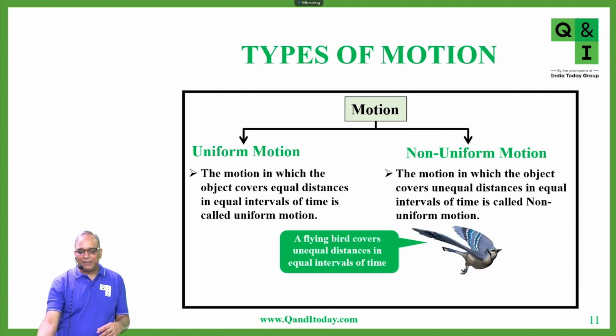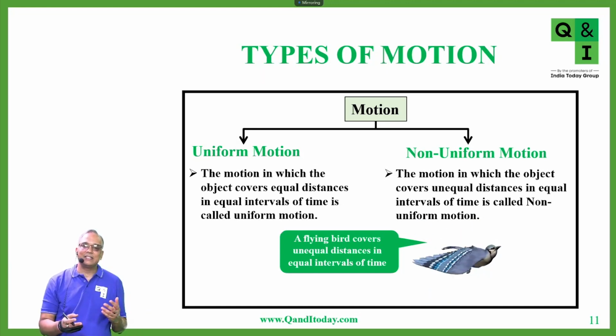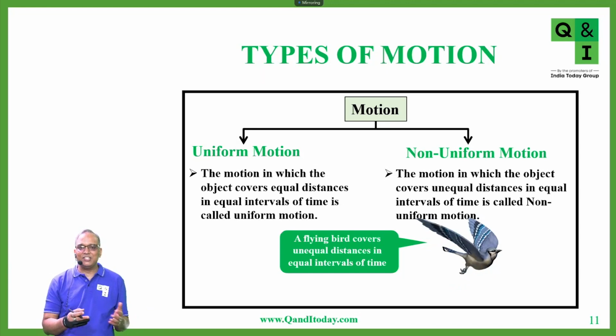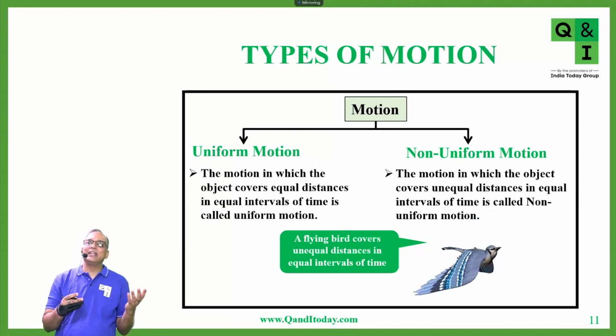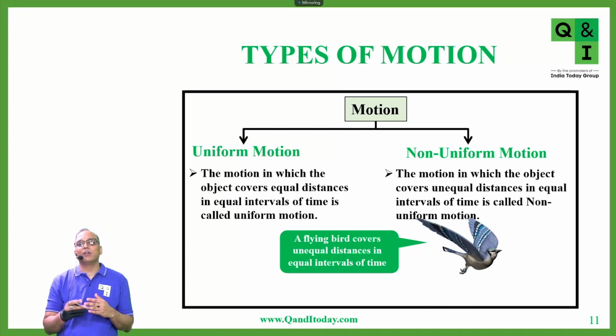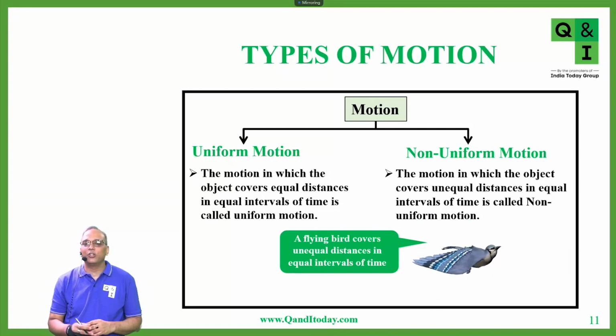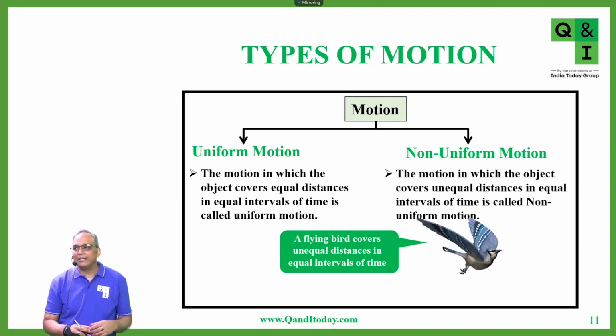So an example is a bird flying, which covers unequal distances in equal intervals of time, right? In general, when we are moving in traffic, our car would be moving unequal distances in equal intervals of time. So all of these are examples of non-uniform motion. Is it clear?